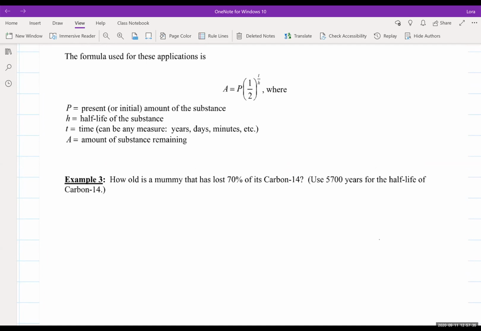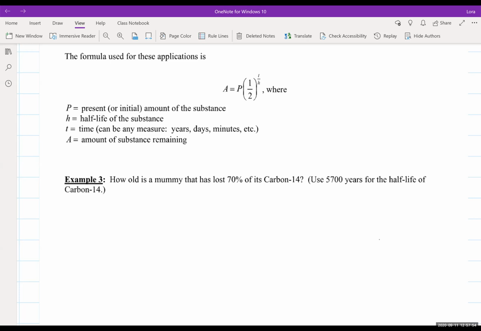A is the amount of the substance remaining. P is the present or initial amount of the substance. H is the half-life. And T is the time, and it could be any measure, so years, days, minutes, or anything really.